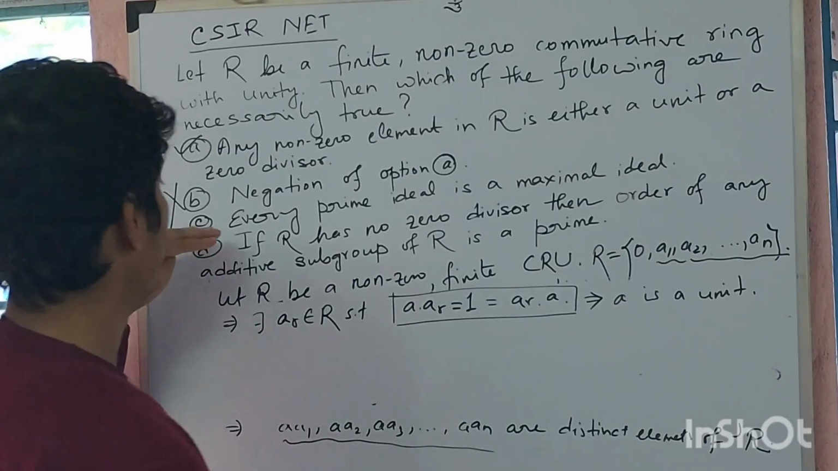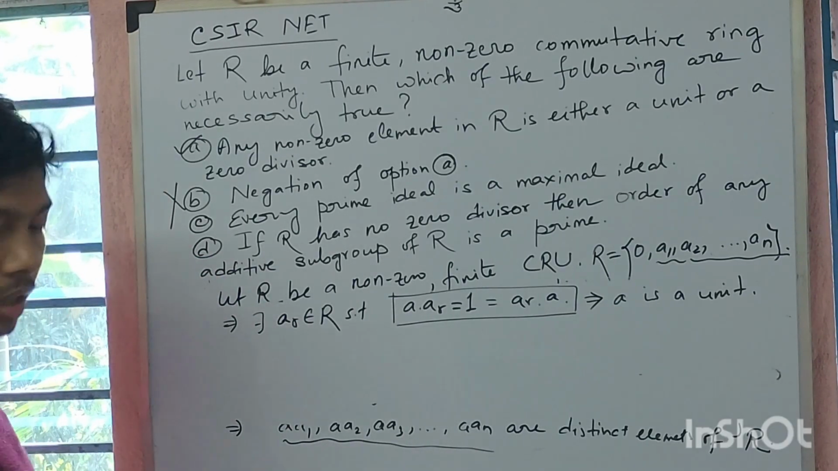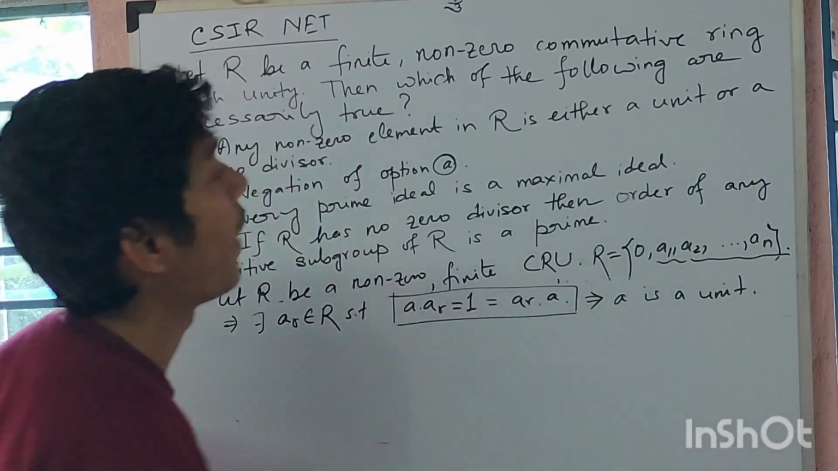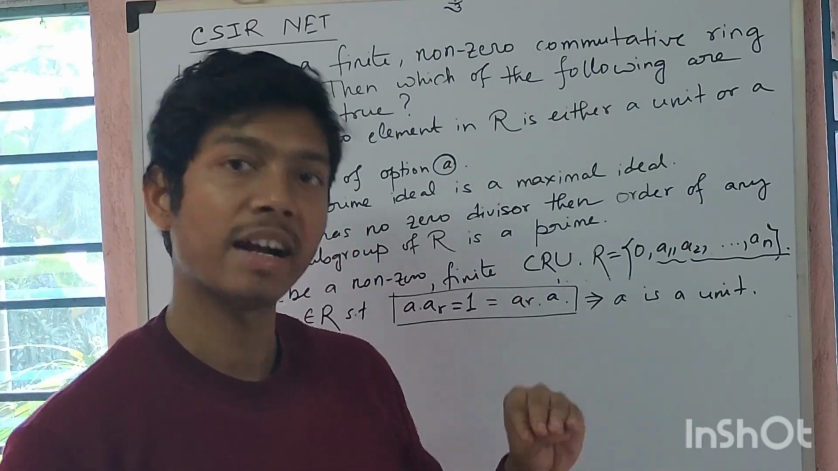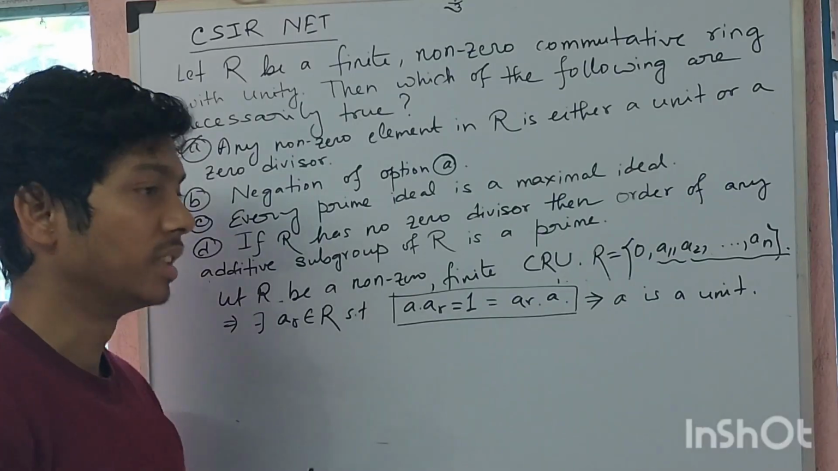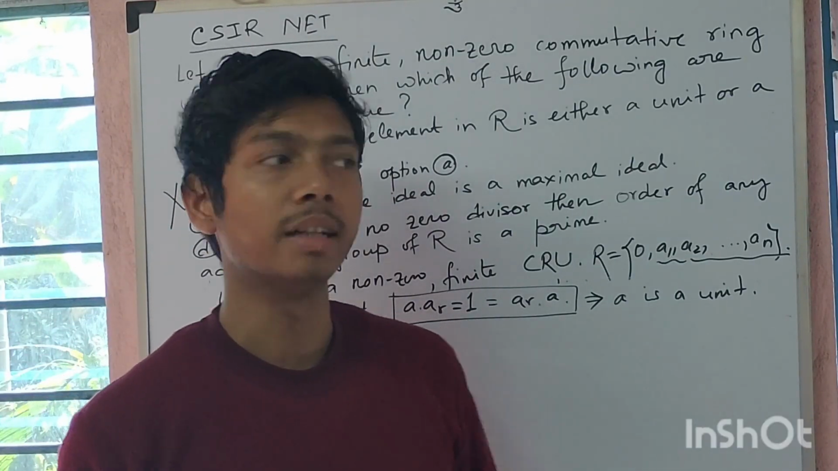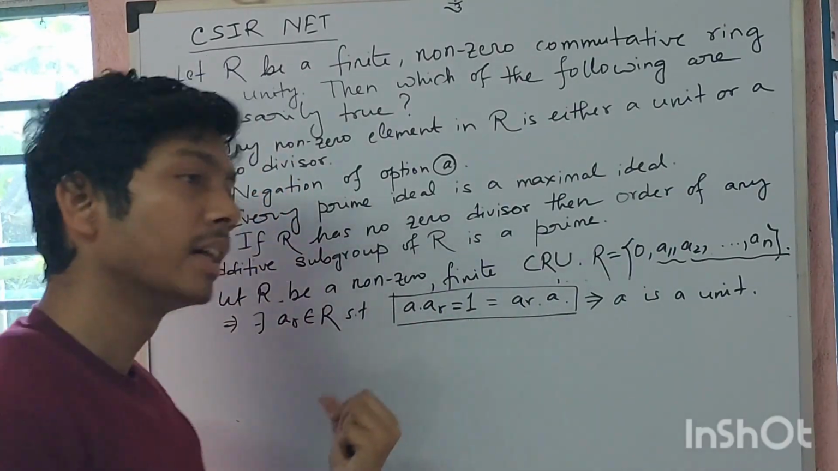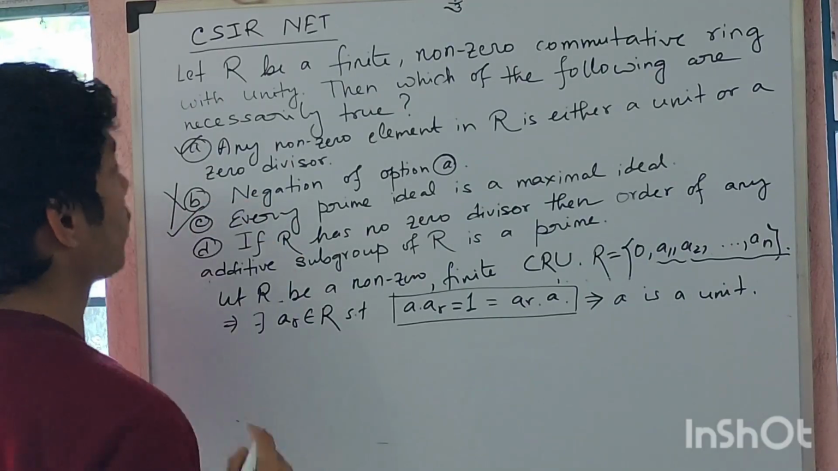Now for the third one: every prime ideal is a maximal ideal. You should know that in a finite commutative ring with unity, any prime ideal is always a maximal ideal. Generally, in a commutative ring with unity, maximal ideals are prime ideals, but in a finite commutative ring with unity, all prime ideals are also maximal ideals. So option C is also correct.